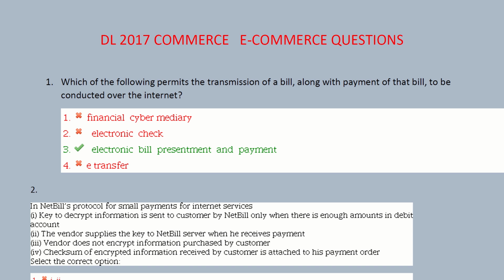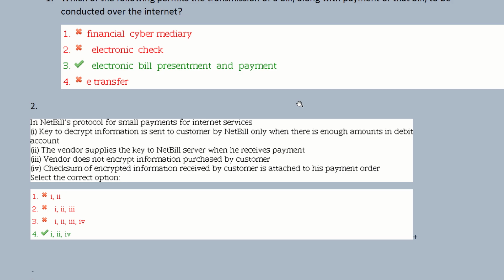First question: which of the following permits the transmission of a bill along with payment of that bill to be conducted over the internet? ఈ ప్రాసెస్ ఏమంటాం? So electronic bill presentation and payment permits the transaction of a bill along with the payment of that bill to be conducted over the internet. So through over the internet, electronic bill presentation and payment permits the transaction of bill along with the payment of that bill.